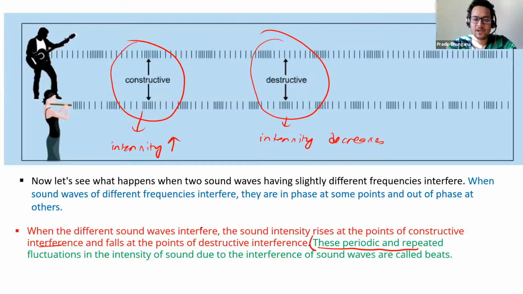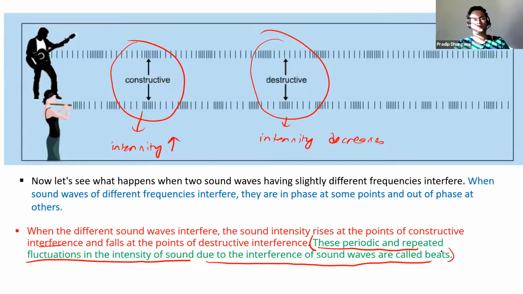You can write that this periodic and repeated fluctuation in the intensity of sound due to interference of sound waves is called beats. There is one question related to the definition of beats in your mastery test, so you can write that definition. Now let's go to the next slide.